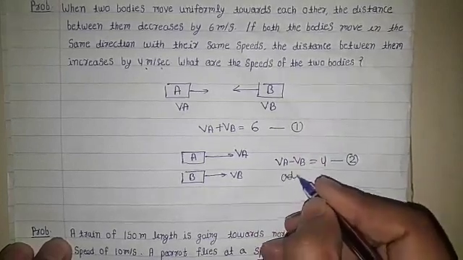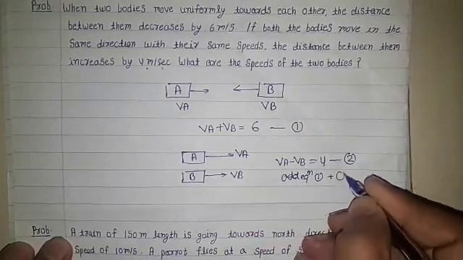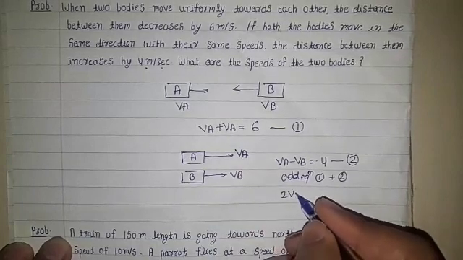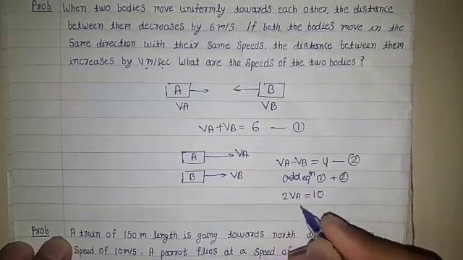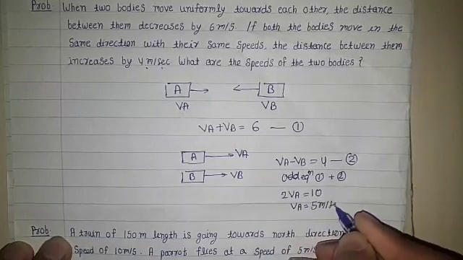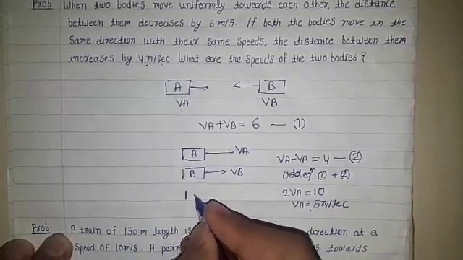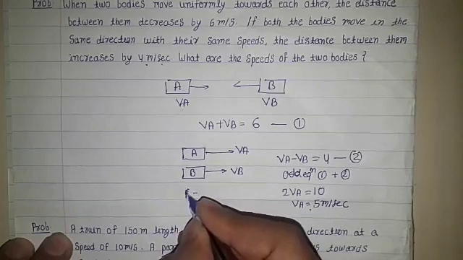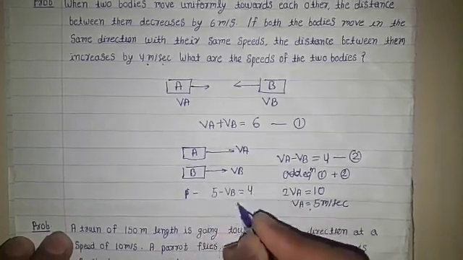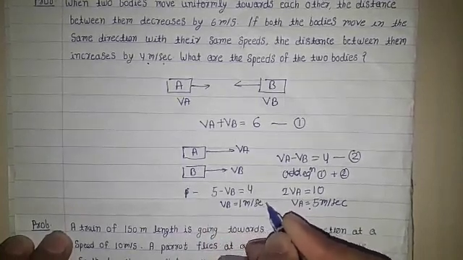Add equation 1 plus 2. So VB is cancelled. So we will get 2VA is equal to 10 meters per second. So the answer is VA is 5 meters per second. Put this value in equation number 2. So 5 minus VB is equal to 4. So the answer is VB is equal to 1 meter per second.